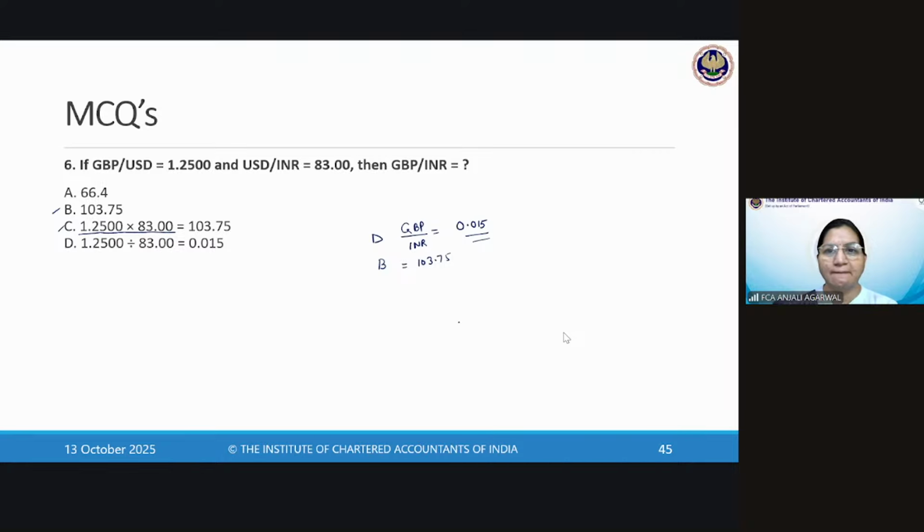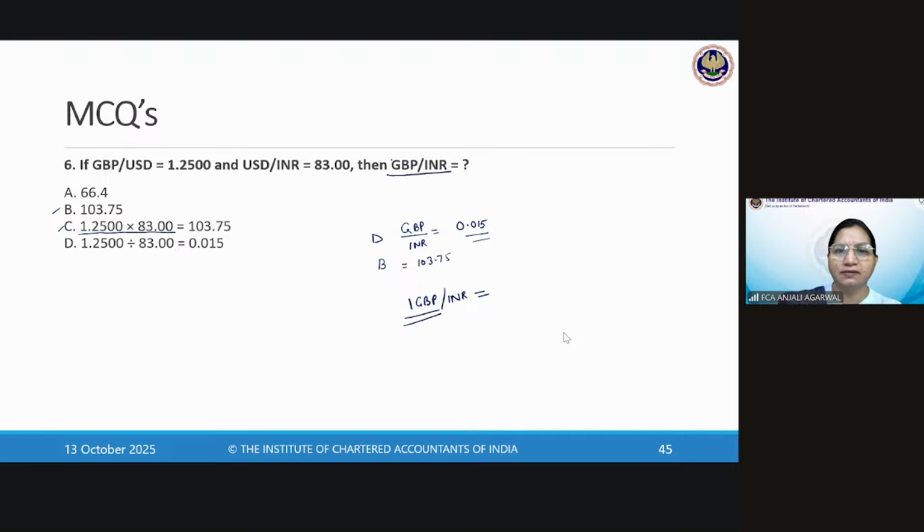Yeah, ma'am. When we multiply, we will get GBP INR. It's 103. When we divide, it gets reversed: USD will go down and INR will come in the numerator. 1 GBP is equal to INR how much? This is what it means.